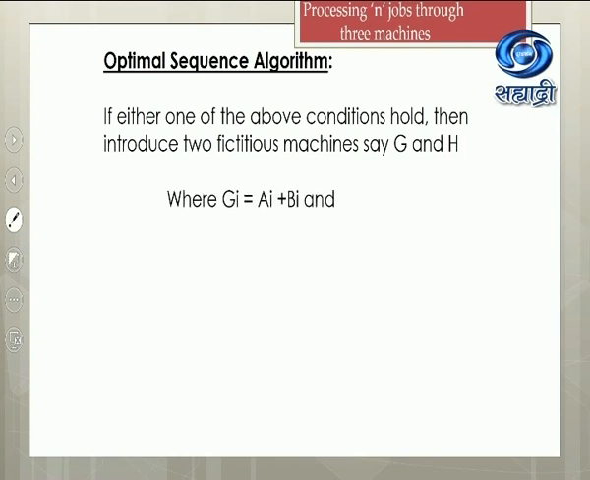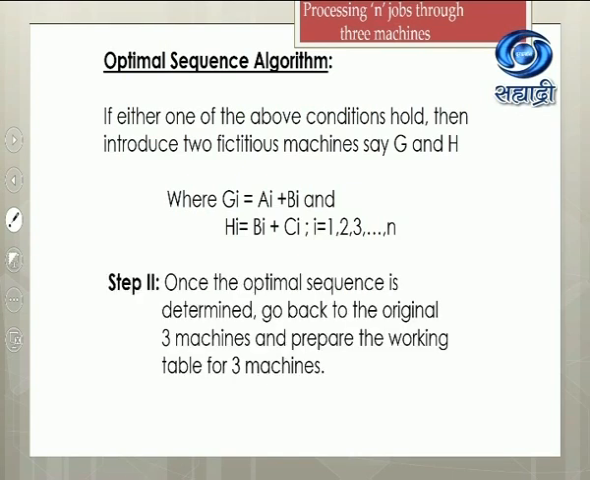And what is G? G is equal to AI plus BI. So we will add corresponding columns of AI, BI to get machine G. We will add corresponding columns of BI and CI to get machine H. So it will be converted to 2 machine problem. Once the optimal sequence is determined, go back to the original 3 machines and prepare the working table for 3 machines. So we will just prepare the sequence over here by considering the 2 machines. So now 3 machines is converted to 2 machines, and then for working table you have to consider the original table which is given in the question.